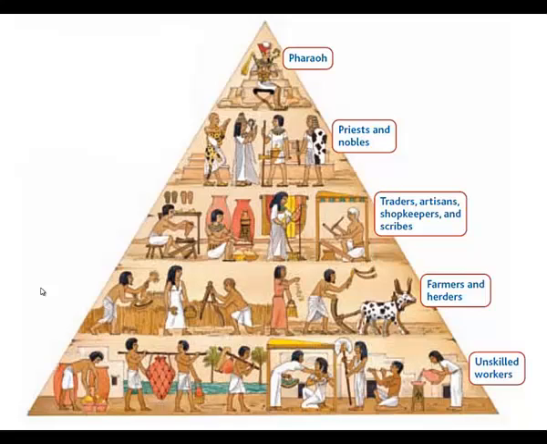So just to reiterate what we're talking about. You can see with the pyramid here, the pharaoh is at the very, very top. One person having the most power, followed by priests and nobles, a few more people, traders, artisans, shopkeepers, scribes, a few more, farmers and herders, a lot more, and then unskilled workers and slaves who make up the majority of the population.